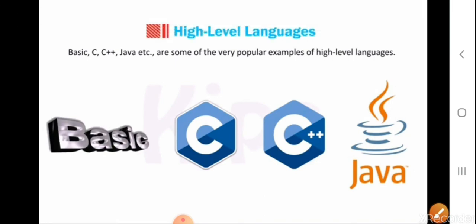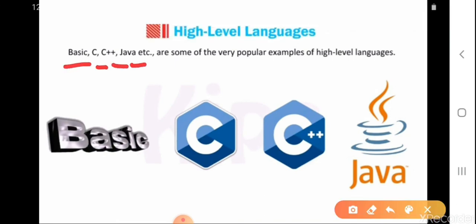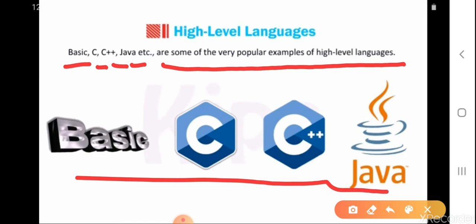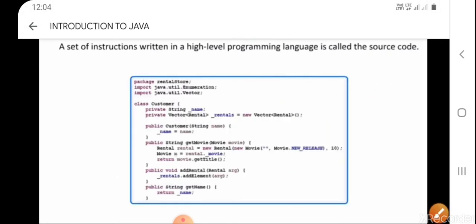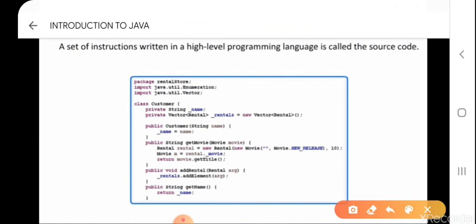Now, BASIC, C, C++, Java, all these are very popular examples of high level languages. A set of instructions written in a high level language is called the source code.